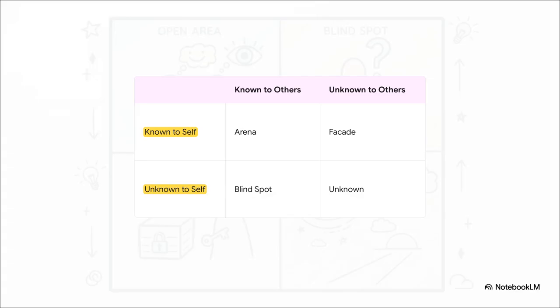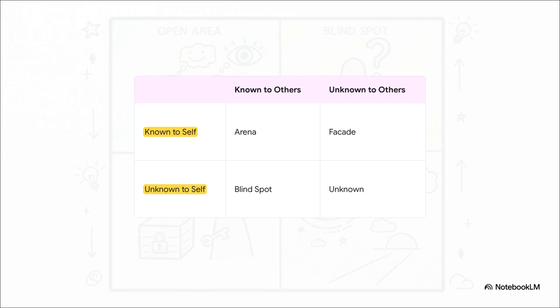Okay, so the absolute heart of the Johari window is this grid. It maps everything on 2 axes, what is known or unknown to you and what is known or unknown to others. This creates 4 very distinct panes. First up is the arena, or public self. This holds the traits known to both you and others. It's that transparent zone where smooth, easy interaction happens.